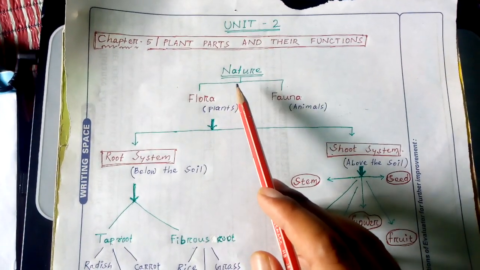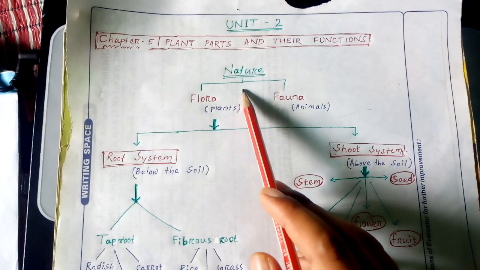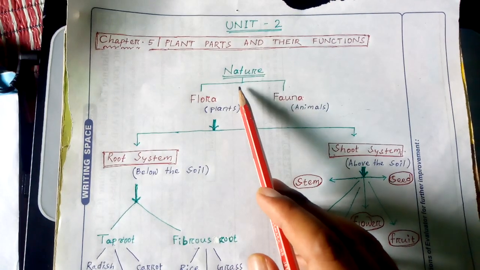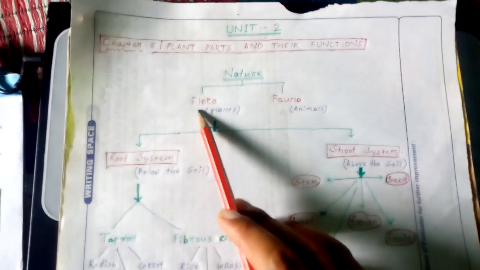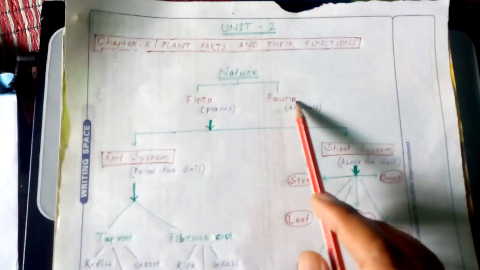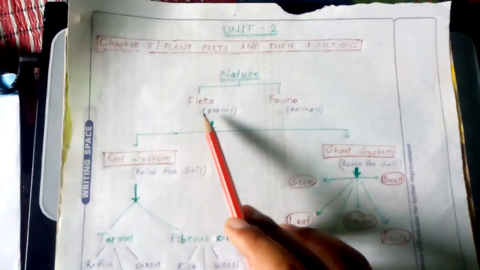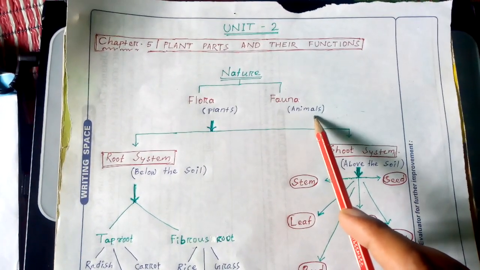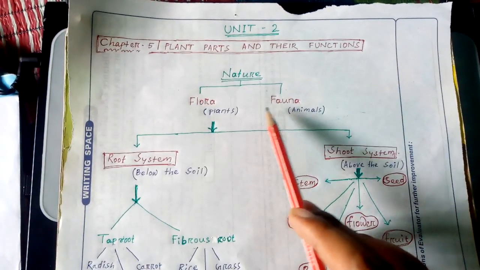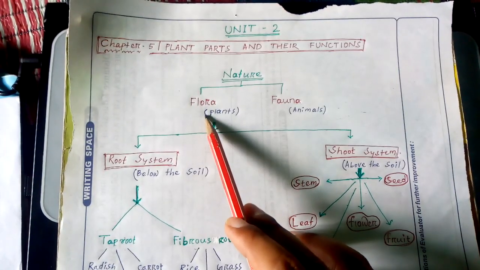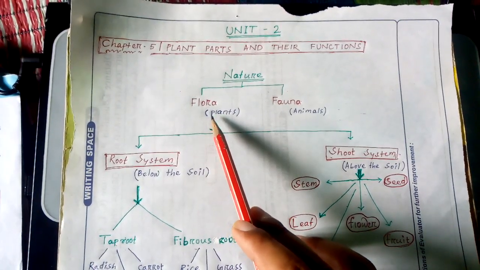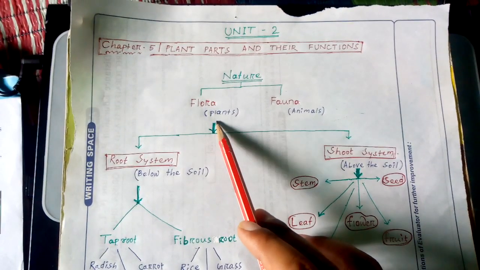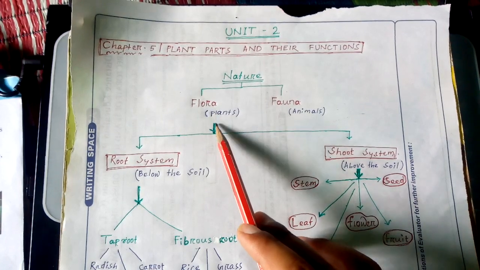You know that the Creator creates the creatures, and that creation is natural, and it is nature. Nature is the combination of flora and fauna. Flora means plants and fauna means animals. All the animals come under fauna and all the plants come under flora. In this chapter we particularly learn about flora, that is the plant system.